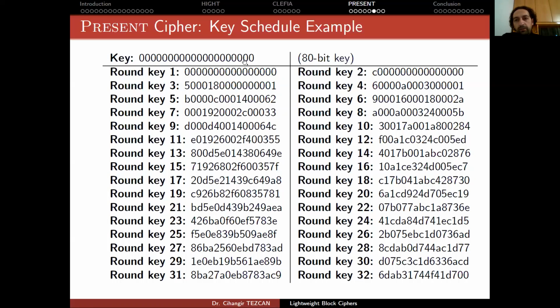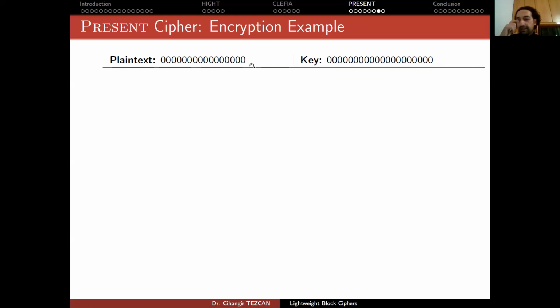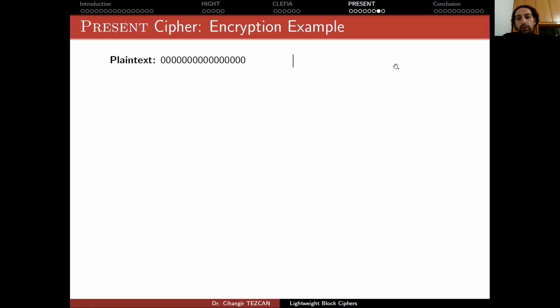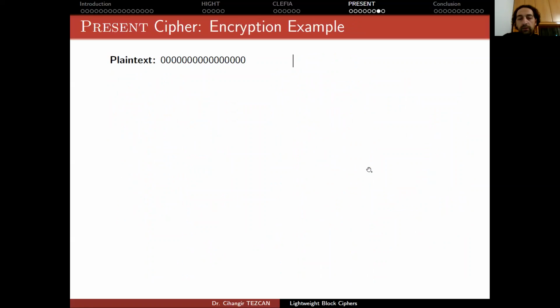Now, as another example, let's try to encrypt a plaintext block and see what happens to it. Okay, so I choose the plaintext block again as all 0. This time we have 64 bits because the block size is 64 bits. And as the master key, I chose all zeros again, which is 80 bits. We already have the key schedule here. We computed the round keys.